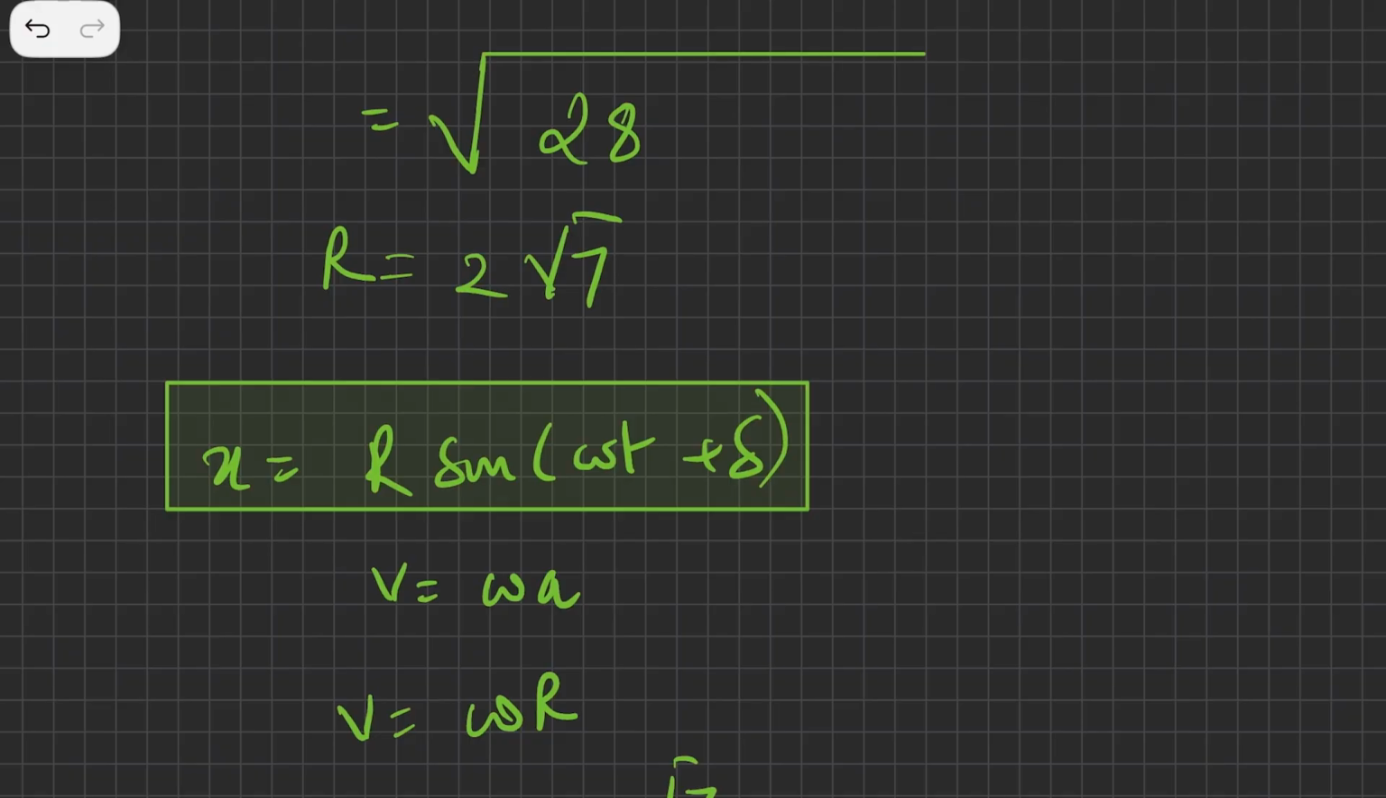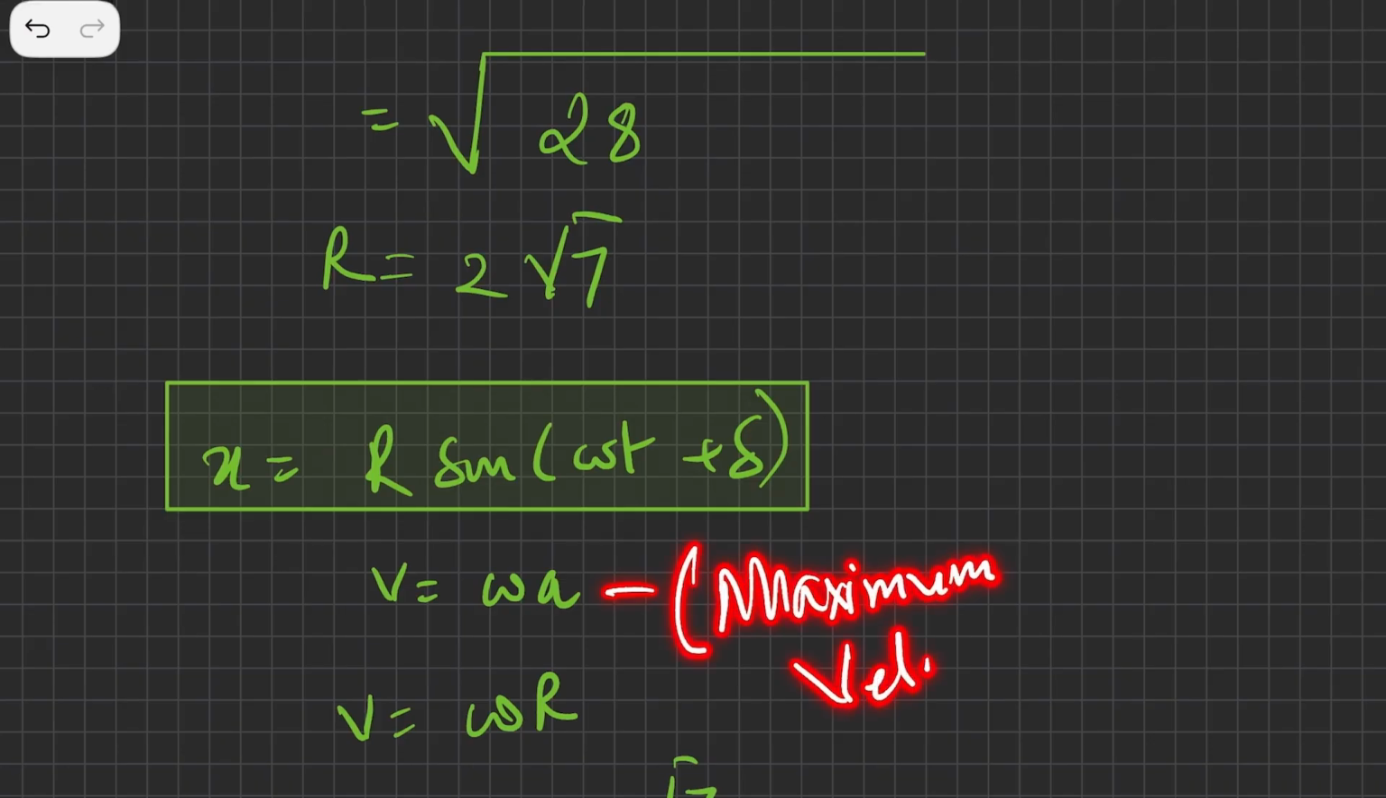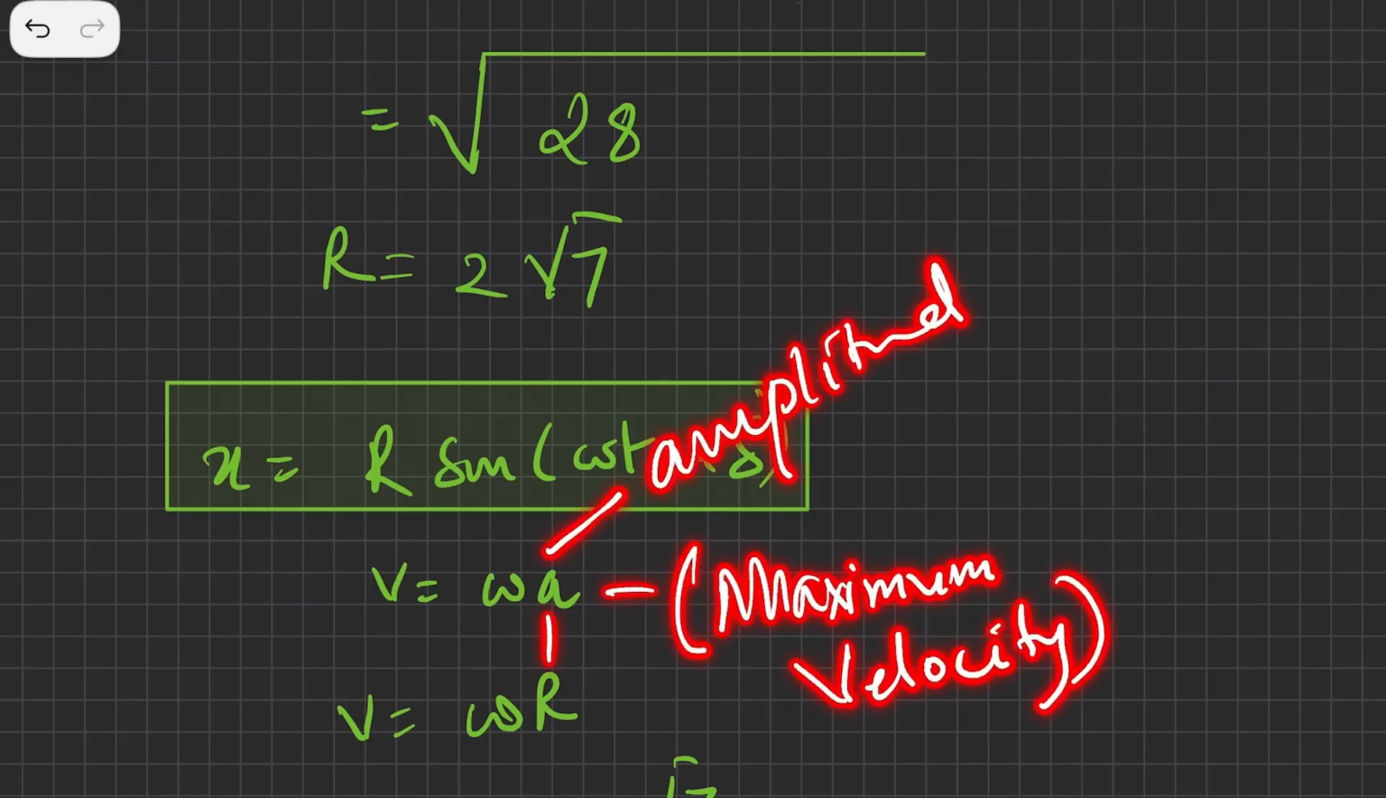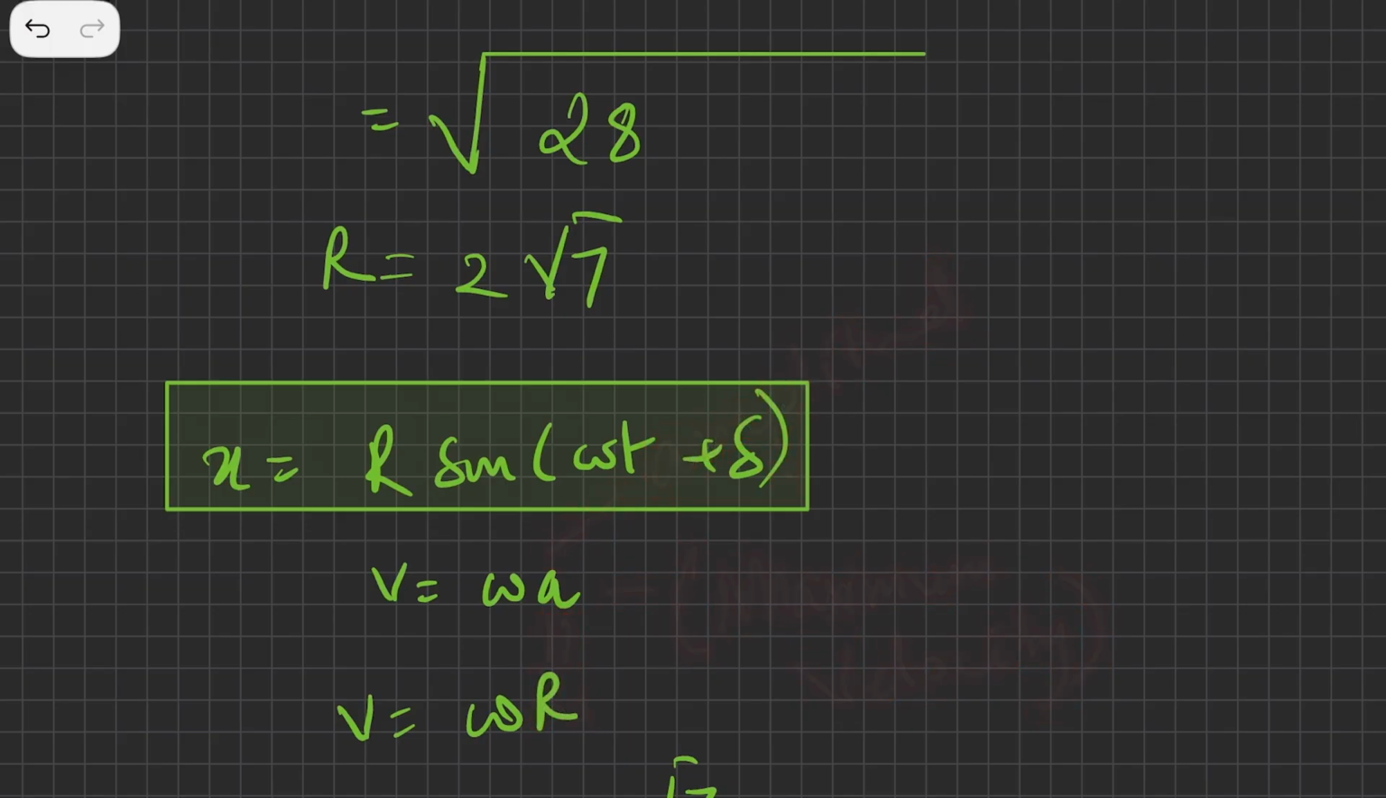Now in oscillation we come across one more formula, that is v is equal to omega A, and in place of A I am putting the resultant amplitude. This formula is applicable for maximum velocity, where A is amplitude. So in place of A I am writing the resultant amplitude.